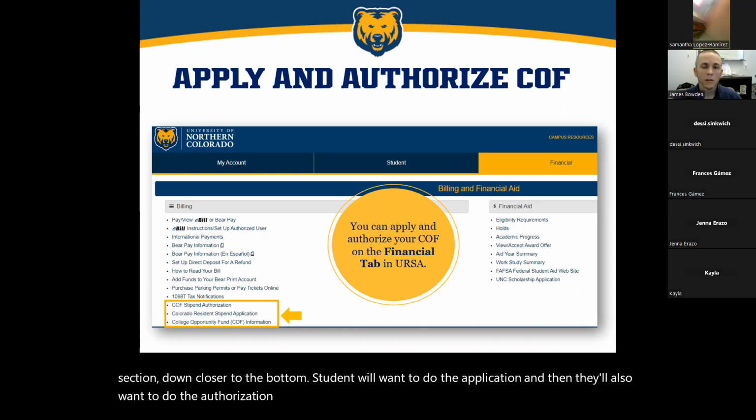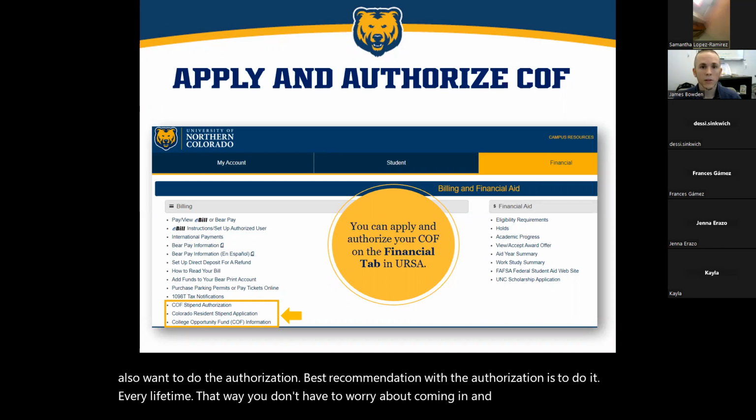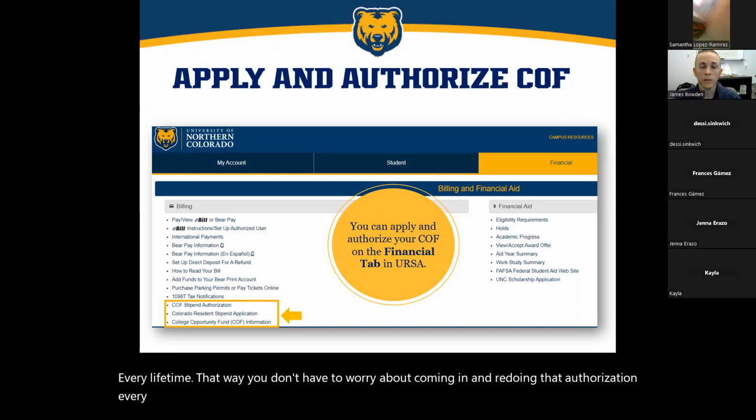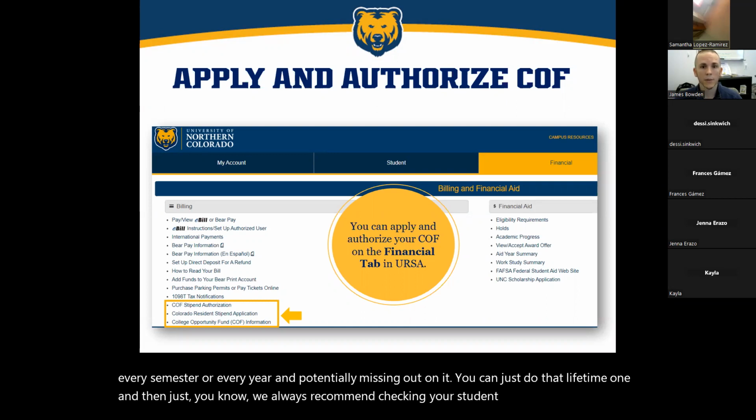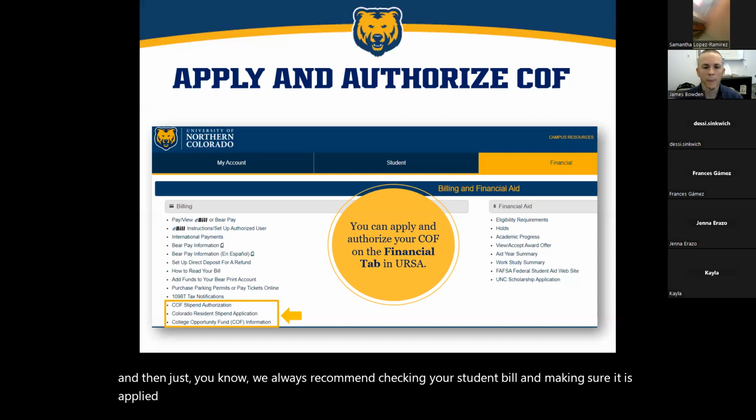Best recommendation with the authorization is to do it for a lifetime. That way, you don't have to worry about coming in and redoing that authorization every semester or every year and potentially missing out on it. You can just do that lifetime one. And then we always recommend checking your student bill and making sure it is applied still every semester.